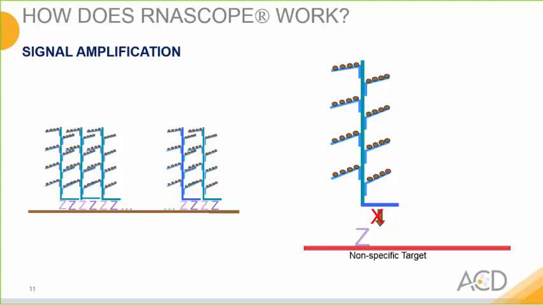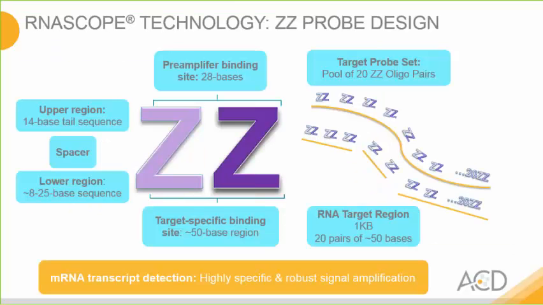So essentially, there's no likelihood of having two oligos right next to each other in a completely random manner. And this is how we eliminate the background and achieve signal specificity. So this is really a highly specific and robust signal amplification system for mRNA transcript detection.